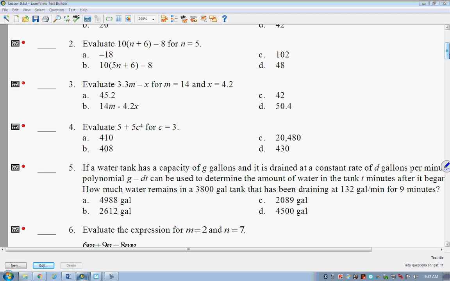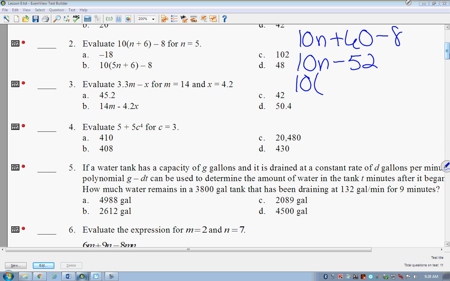Do we have the distributive property? So what is 10 times n? So I get 10n plus what? 60 minus 8. What's next, Tiffany? What's 60 minus 8? 52. Now what do I do? Can I simplify that expression? No, but what can I do? Now can I substitute? 10 times 5 minus 52.